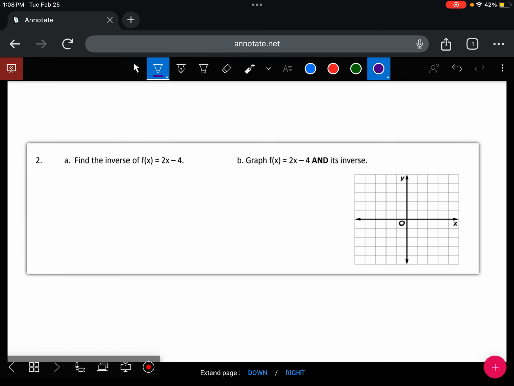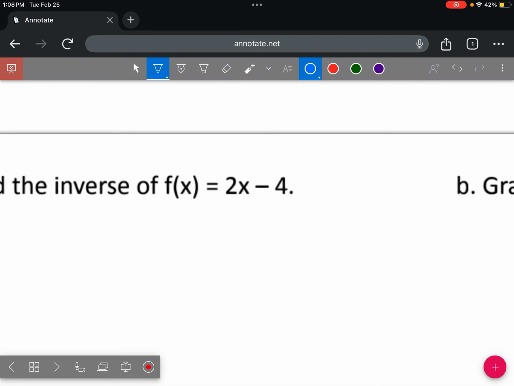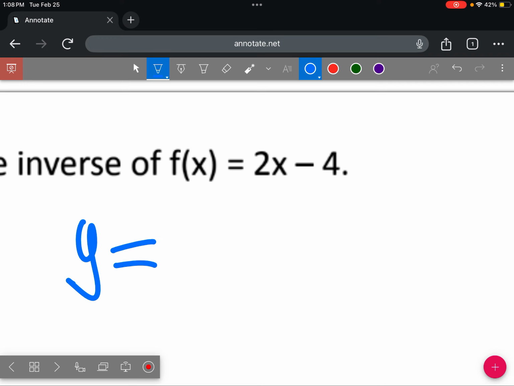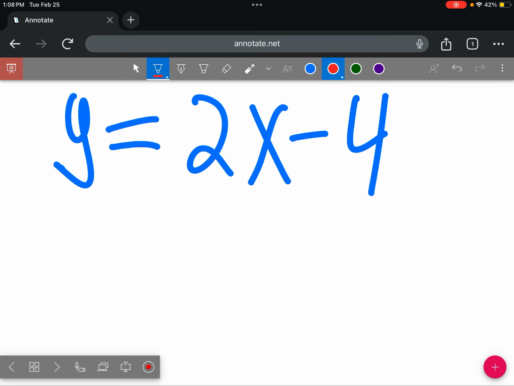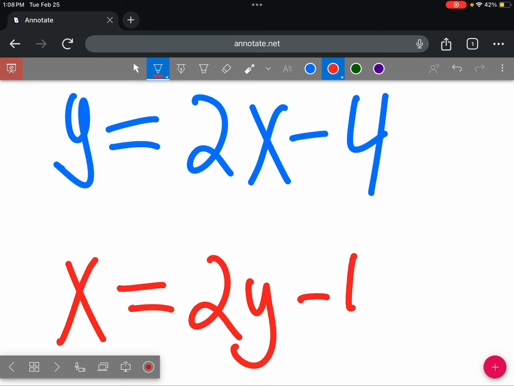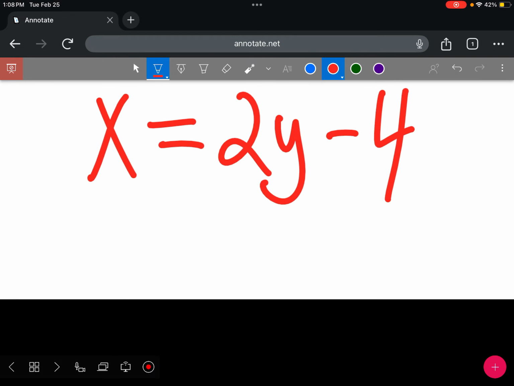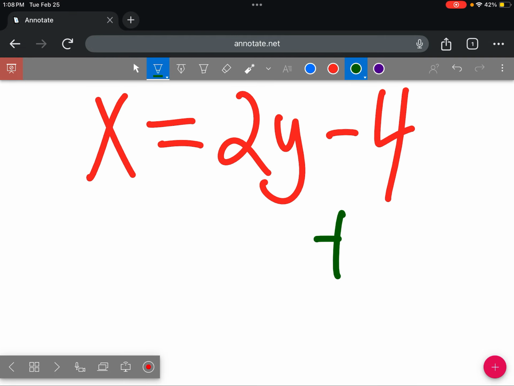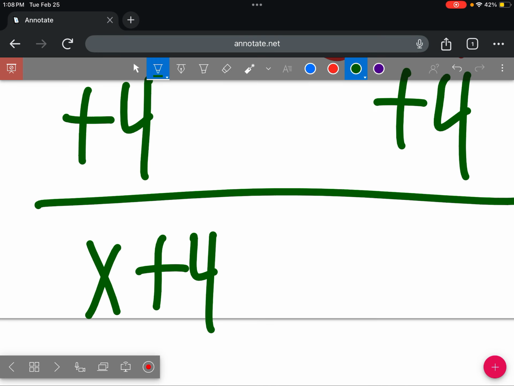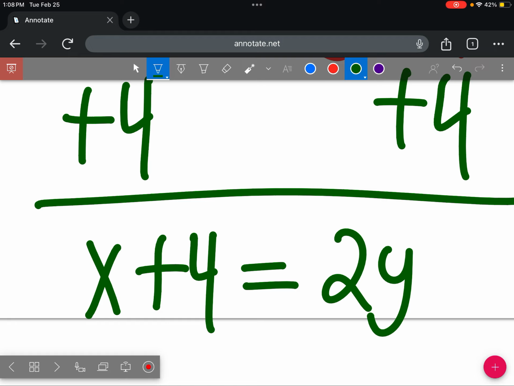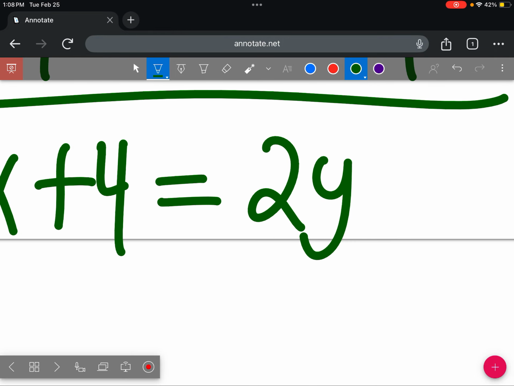Let's take a look at 2a. All right? 2a says to find the inverse. So again, rewrite it as y is equal to 2x minus 4. Then we have y changes with x, and x changes with y. Then we would add 4 on both sides. All right. Then we would have x plus 4 is equal to 2y. And divide both sides by 2.